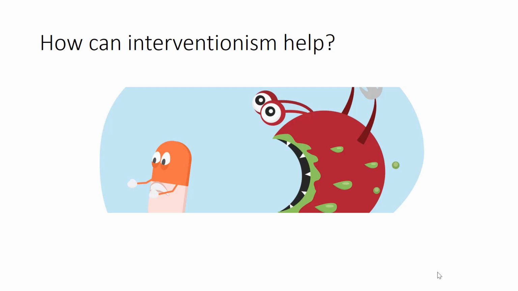Another way I think interventionism helps is in explaining antibiotic resistance. So here you have a cartoon of a bacterium chasing an antibiotic. And what's interesting is antibiotic resistance is probably one of the best examples of microevolution that we have. Populations of bacteria can very quickly shift, allele frequencies in those populations can very quickly shift in the direction of the allele for antibiotic resistance.